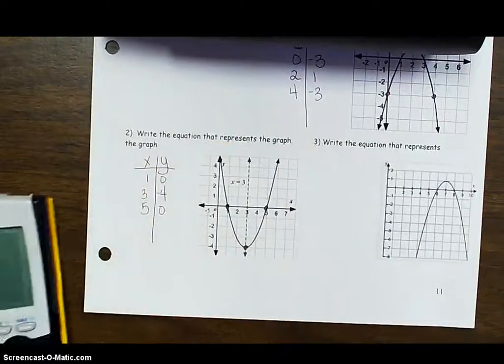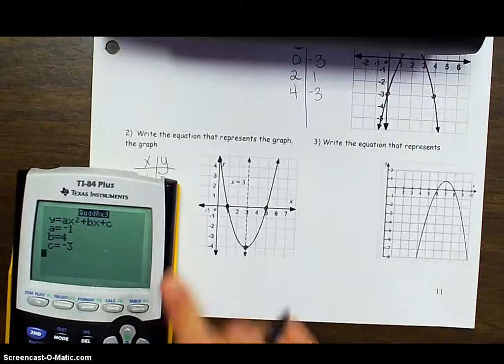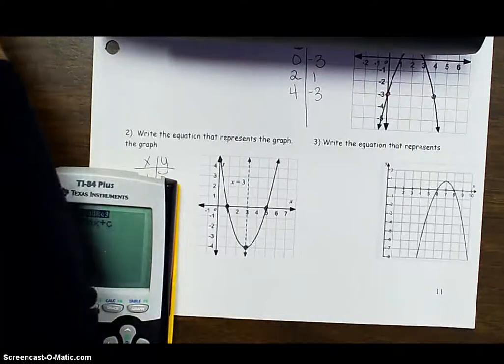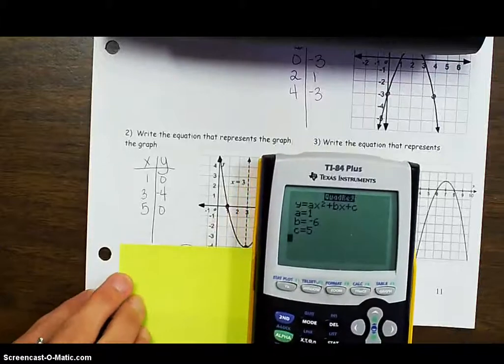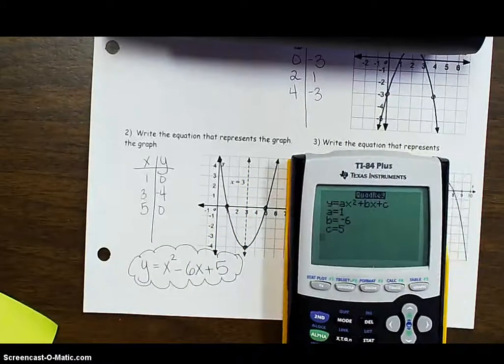So now I'm going to have you go ahead, pause the video. I'd like you to do the quadratic regression on your own. All right, let's go ahead and see what you were able to come up with. So were you able to get y equals x squared minus 6x plus 5? All right, you did it correct.